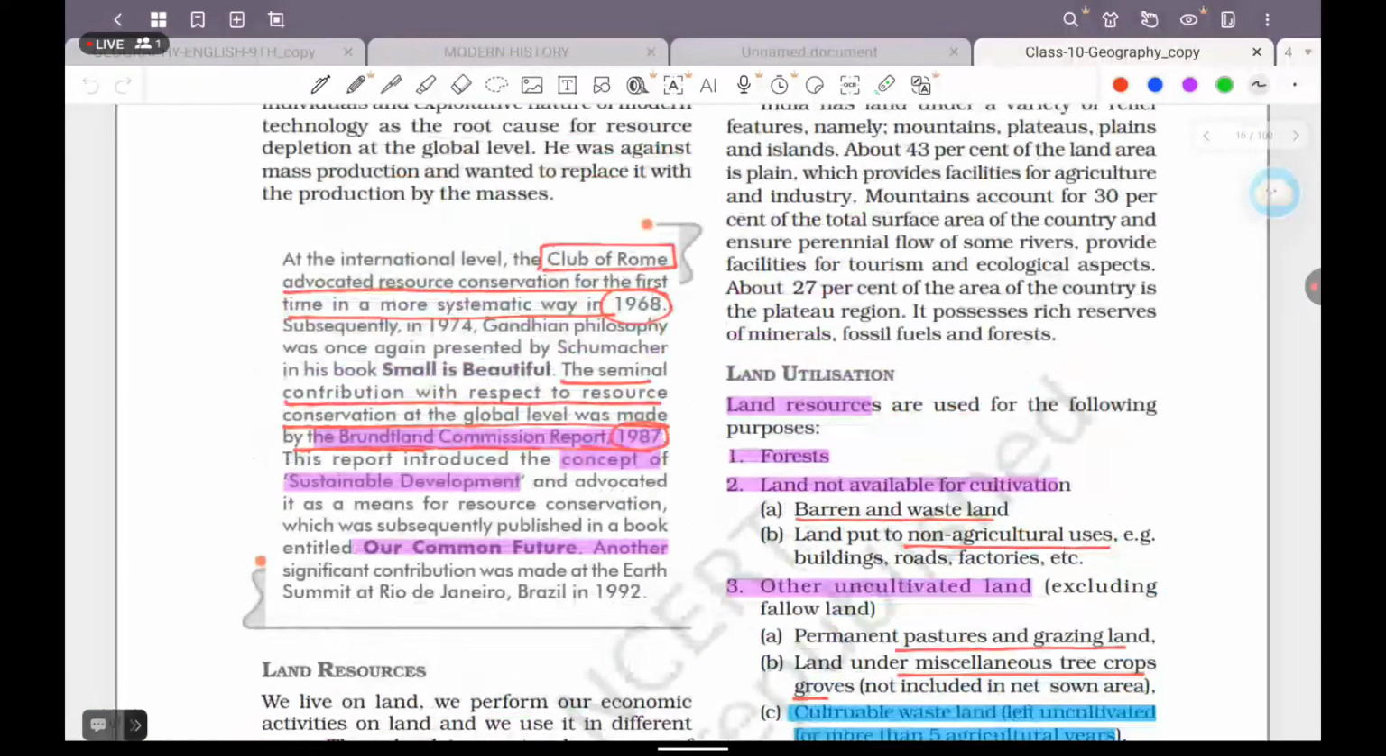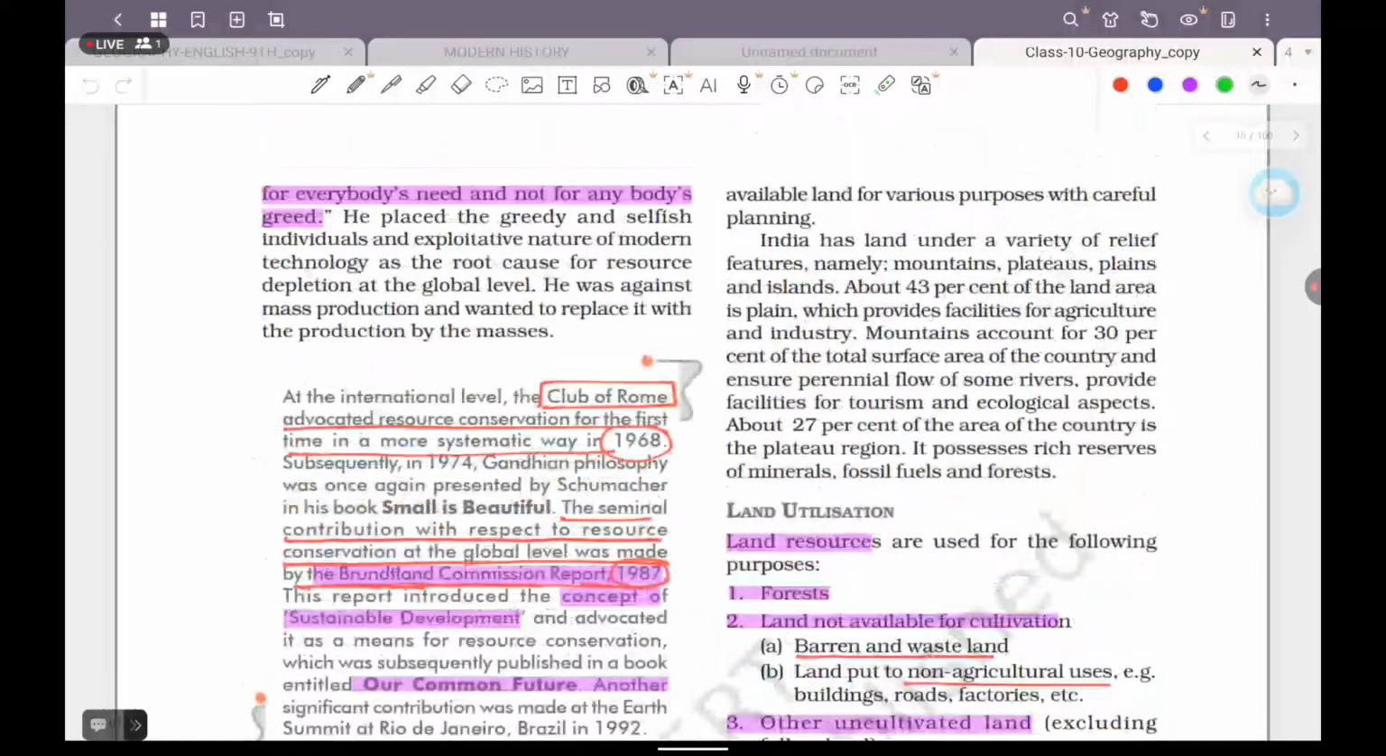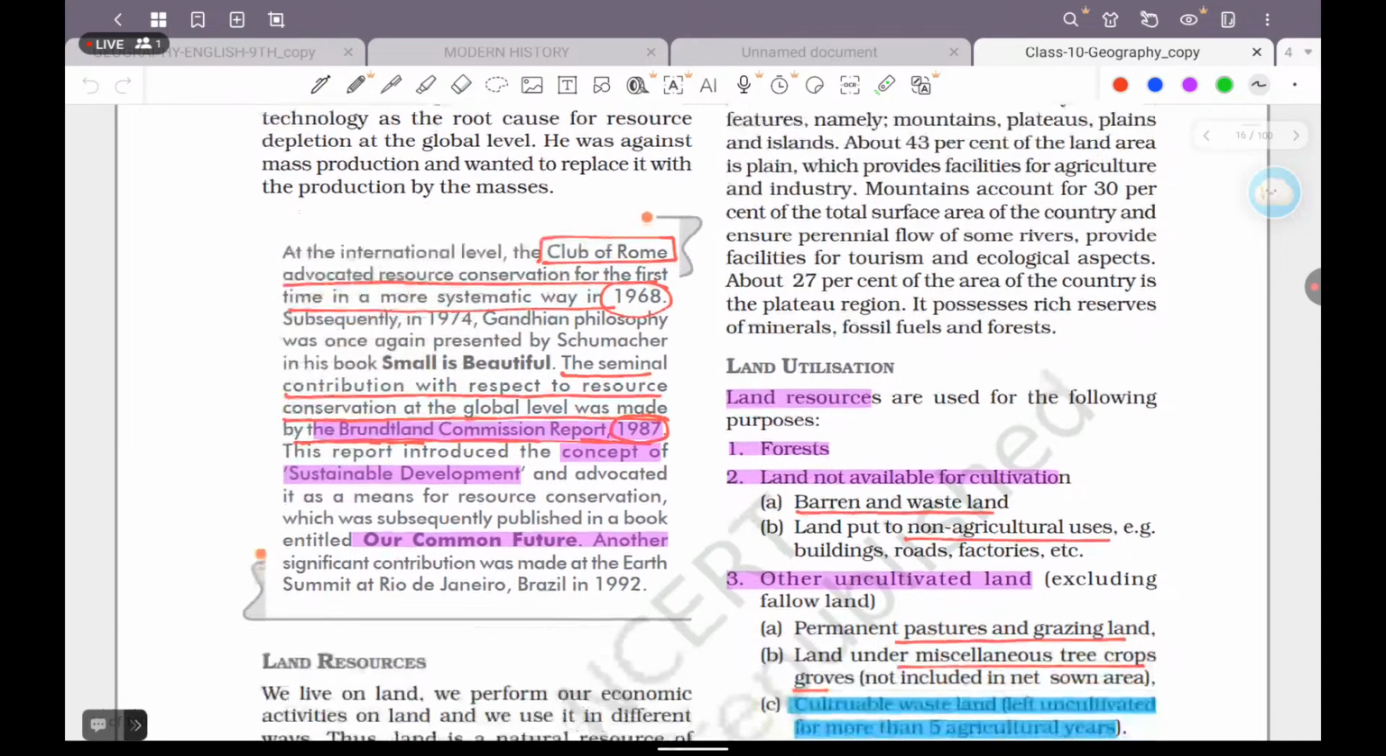For the reserve of resources, the Club of Rome held a meeting in 1968, and that led to the 1987 Brundtland Commission Report, and this Brundtland Commission report introduced the concept of sustainable development. So we have seen the sustainable development concept earlier. That concept is mentioned in the Brundtland Commission report of 1987.